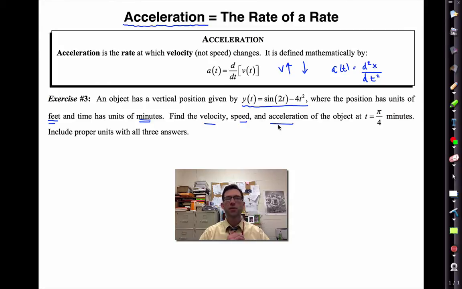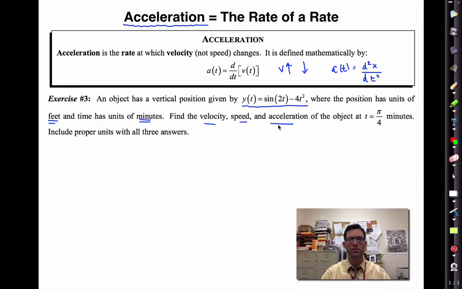What I'm going to do is ask you to pause the video right now and see if you can work through this entire problem, including the units of acceleration, which are a bit tricky, and then we're going to talk about it all. Okay, so pause the video now. I would say take up to about 10 minutes to work through this problem. Okay, let's take a look.